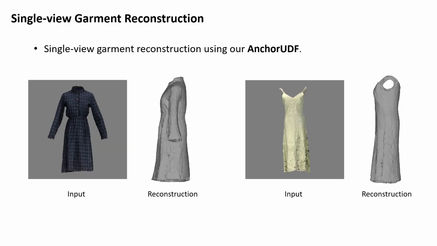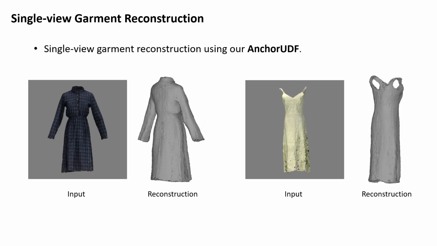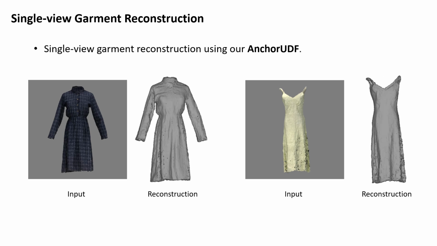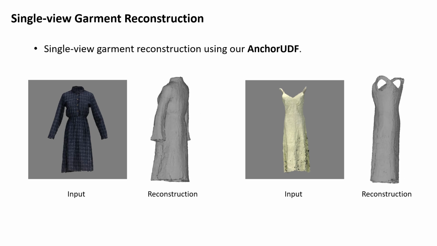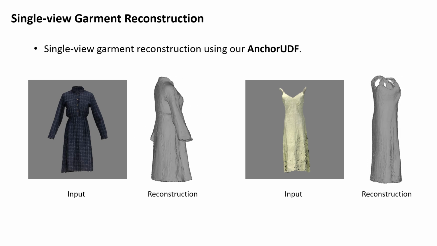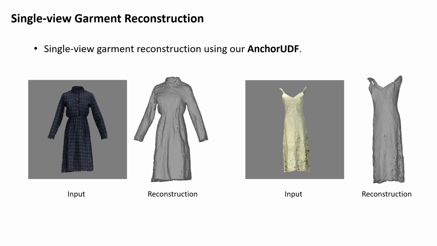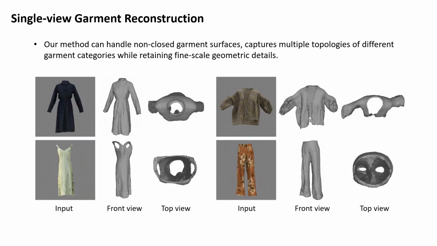In this paper, we propose a novel learnable anchored unsigned distance function representation for single-view garment reconstruction, which enriches 3D position features of query points by anchor points around 3D surfaces. With Anchor UDF, we establish a unified shape learning framework to reconstruct 3D garment from a single image. Our method can handle non-closed garment surfaces, capture multiple topologies of different garment categories while retaining fine-scale geometric details.